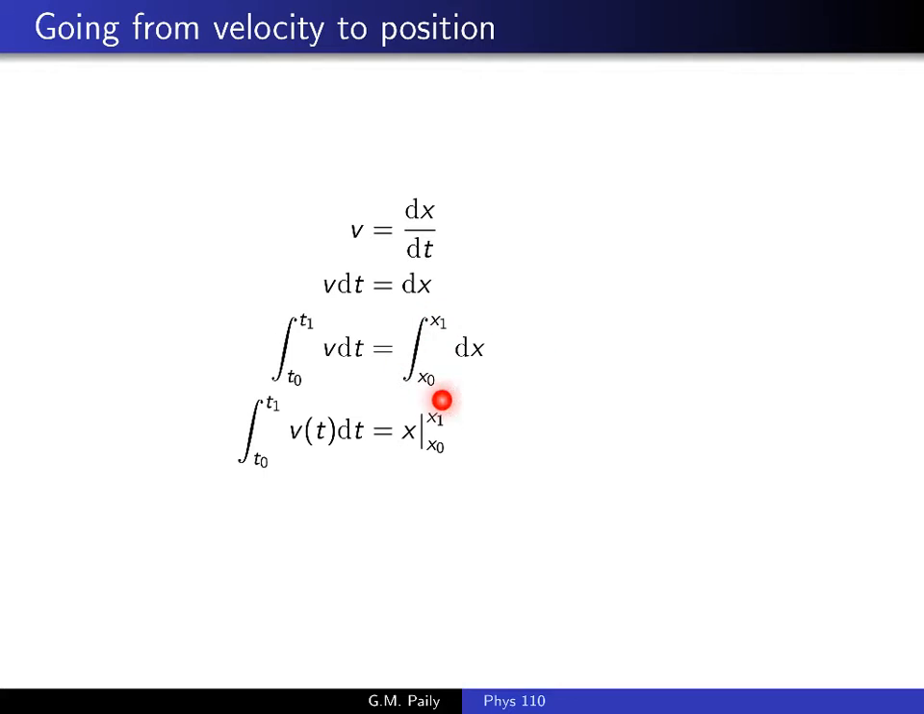This side is easy to evaluate. Integral of dx is just x, and we evaluate it at x1 and x0. On this side, once again, we remember that v is in general a function of time, and unless we are given that particular function of time, we cannot evaluate this side. And so we get integral of v dt from t0 to t1 is the change in position, x1 minus x0. But change in position, we know, is called displacement.